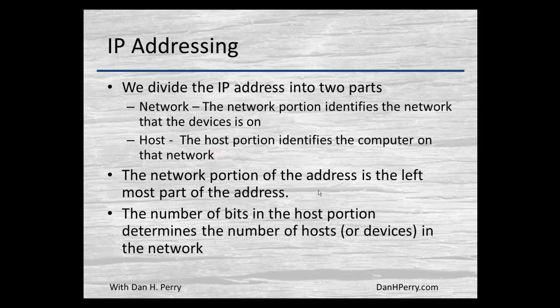With the IP addresses, we do essentially divide those addresses into two parts. The first part is what we call the network portion, and it identifies the network that a host or a machine is on. The host portion identifies a particular computer on that network. So we've got a network portion that identifies the network, host portion, the computer. The network portion is always the leftmost part of the address and the host the rightmost. The number of bits in the host portion will determine how many devices you could possibly have on your network.